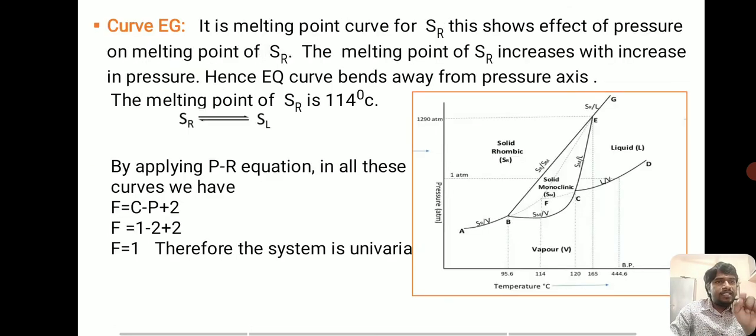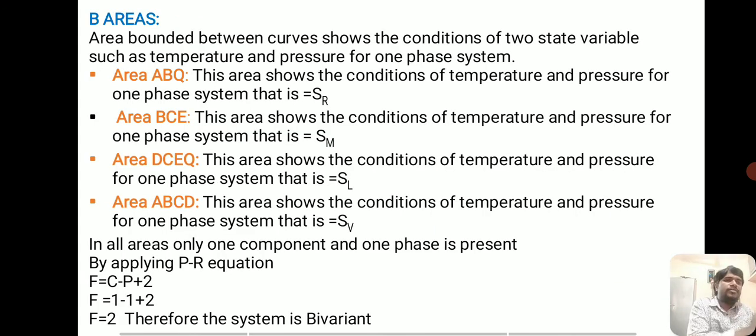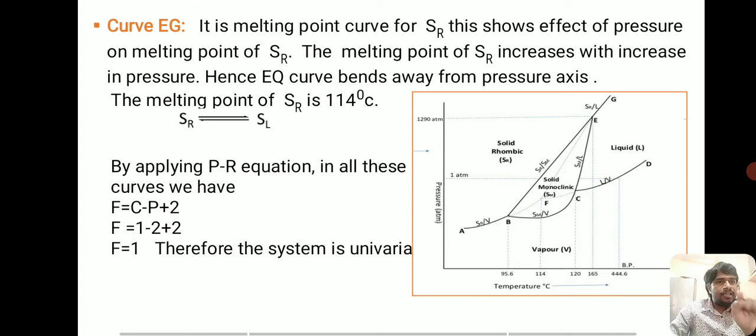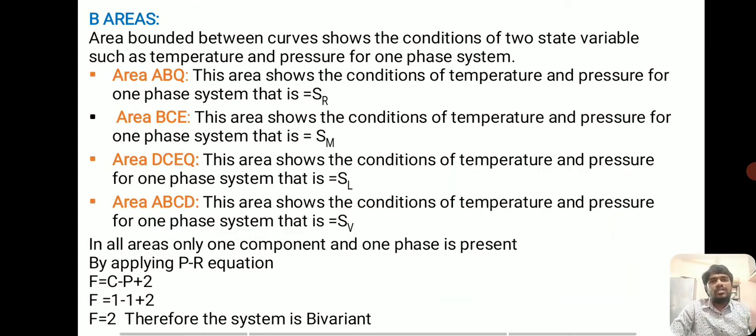And the next one is DCEG. This area shows the condition of temperature and pressure for a one phase system, that is SL, liquid sulfur. Next area is ABCD. Here, this area also shows the condition of temperature and pressure for a one phase system, that is sulfur vapor. Okay, first one is rhombic sulfur, second one shows the monoclinic sulfur, the third area shows the one phase system for liquid sulfur, and the last one shows the one phase system for vapor sulfur.